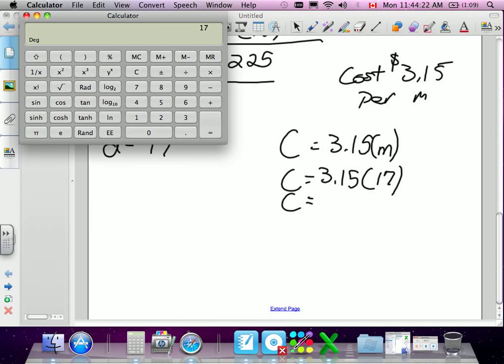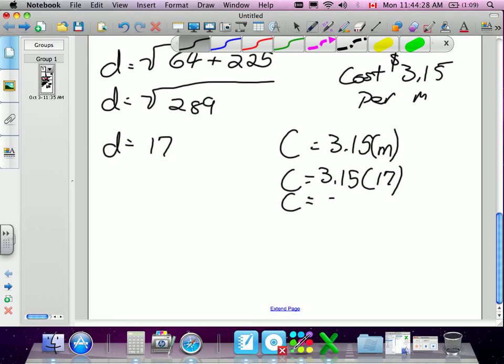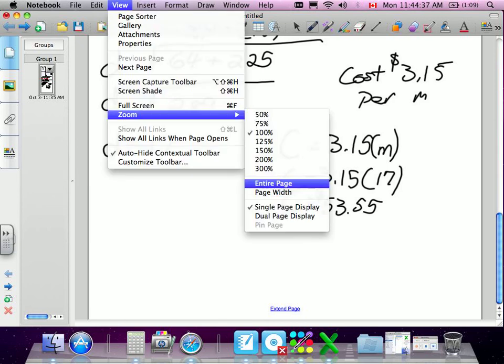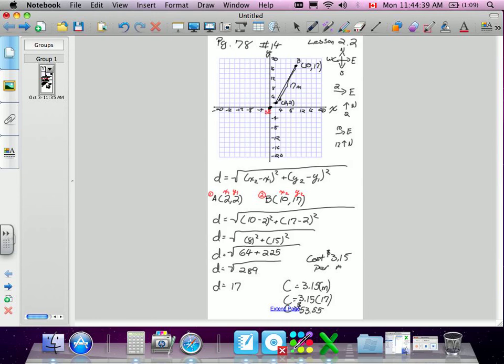17 times 3.15 equals 53.55. So they need to budget $53.55 in order to pay for the piping for the floor drain.